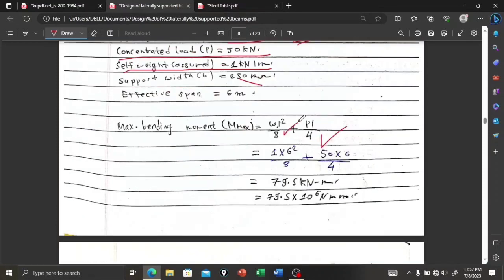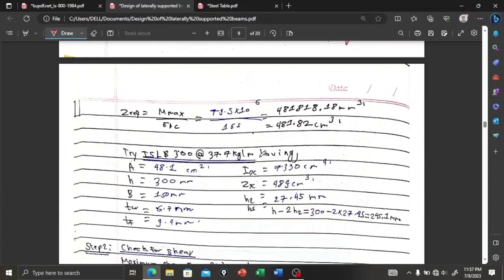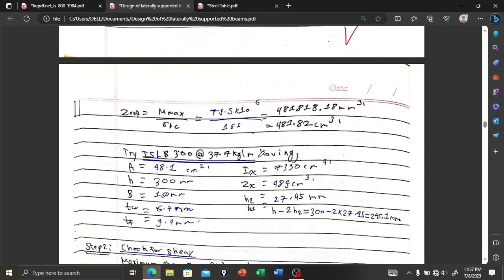And WL square by 8 due to UDL. So here L is 6, P is 50, W is 1, so we get 79.5 kilonewton meter, which is 79.5 into 10 power 6 Newton mm. Z required is M by sigma BC, 79.5 into 10 power 6 by 165, so it is 481.82 centimeter cube.